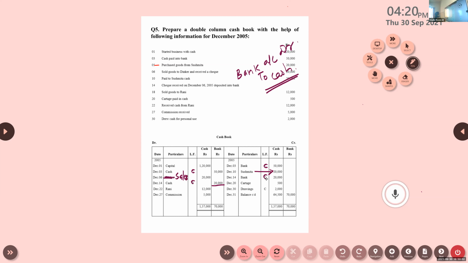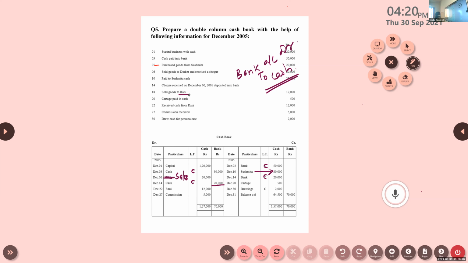Okay. Sold goods to Rani. Is that required? What kind of transaction is that? It is a credit sale. You can see the name Rani here and it is not written as cash or check. So it is a credit sale transaction. No need to write it in the cash book.